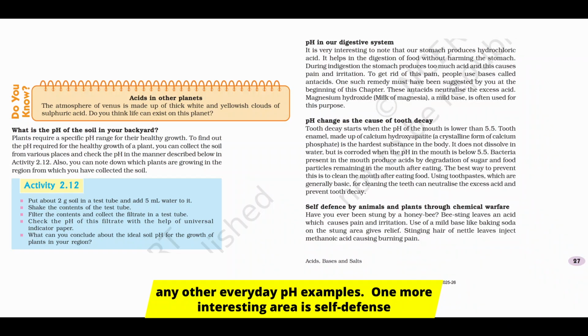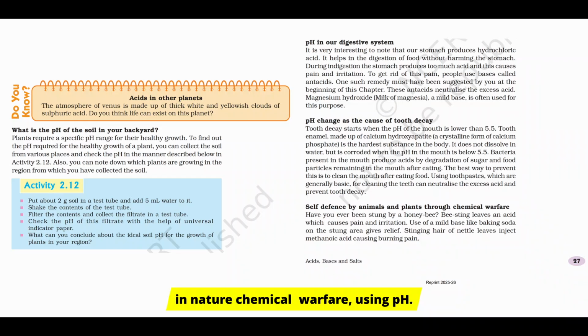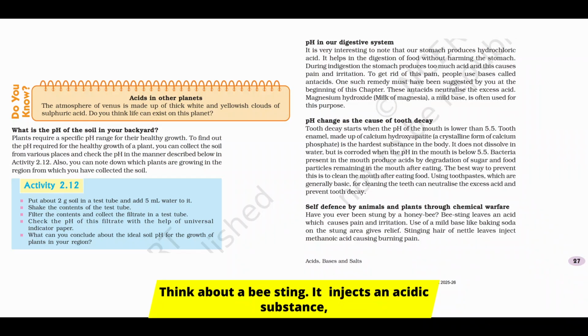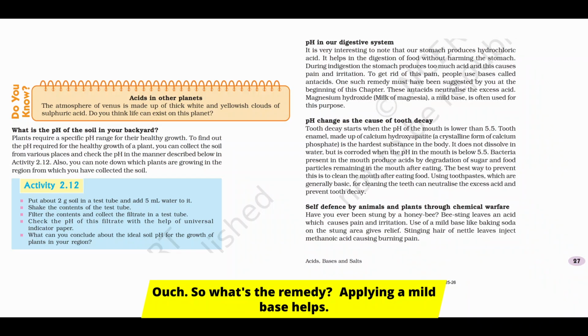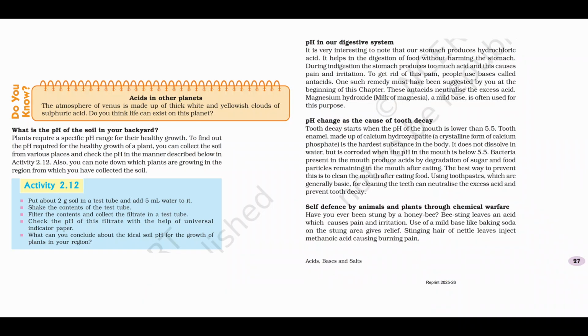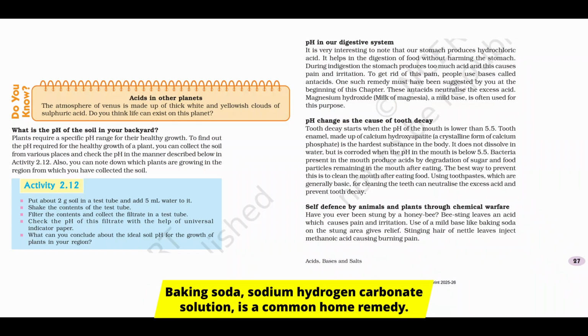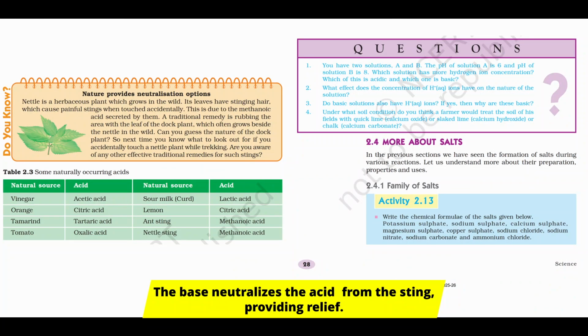One more interesting area is self-defense in nature, chemical warfare using pH. Think about a bee sting. It injects an acidic substance, often formic acid, also called methanoic acid, which causes that sharp pain and irritation. Ouch. So what's the remedy? Applying a mild base helps. Baking soda, sodium hydrogencarbonate solution, is a common home remedy. The base neutralizes the acid from the sting, providing relief.